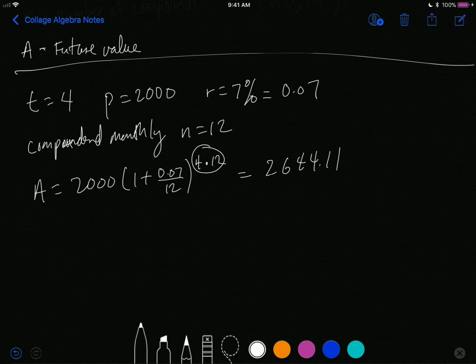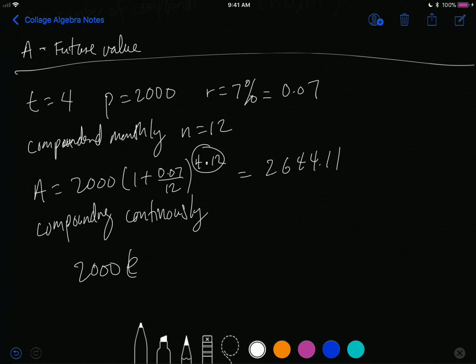On the other hand, if I'm compounding continuously, there is no need for N, and I just use the formula, which is 2,000 multiplied by e raised to the 0.07 times the time, which is 4 years, and then you simply plug that into your calculator and work it out. And once you work that out, you get $2,646.30.